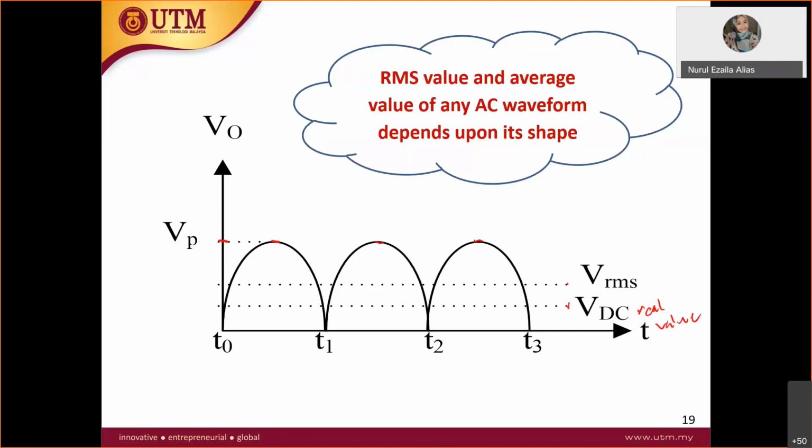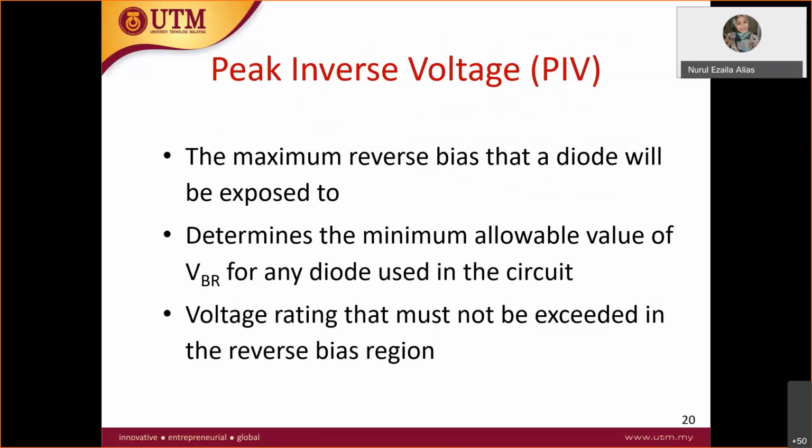Okay, so we'll take a look at the example. The other parameter is peak inverse voltage, PIV. This PIV is the maximum reverse bias that a diode will be exposed to. It means that if the diode is in reverse bias, what is the maximum peak voltage that the diode can allow to pass through? So this is PIV, peak inverse voltage.